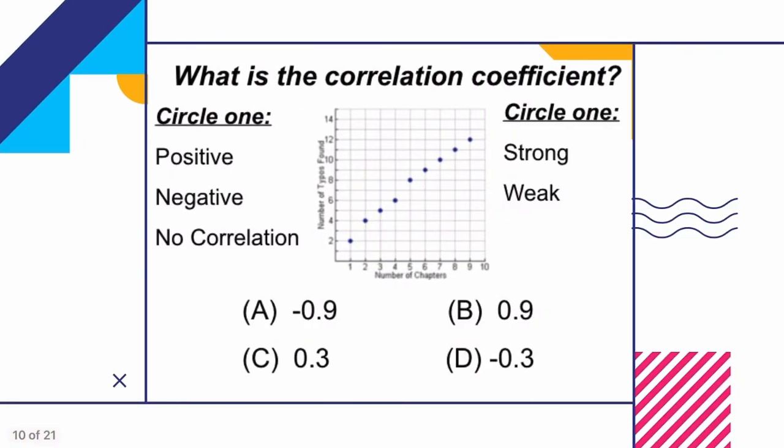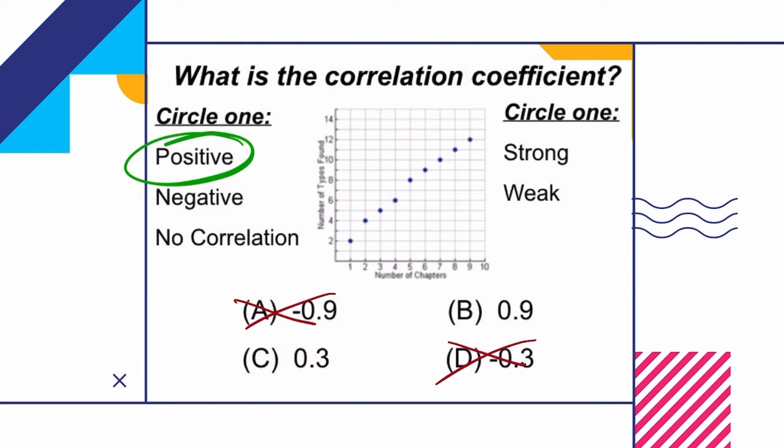Let's look at a multiple choice. It should get a little easier now. Looking at these dots, would you say that these dots right here have a positive, negative, or no correlation? They're going uphill. So it would be a positive correlation. So any choice that has a negative number can be eliminated.